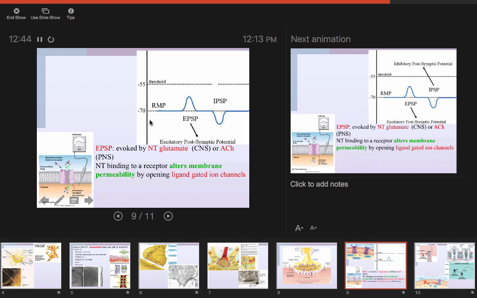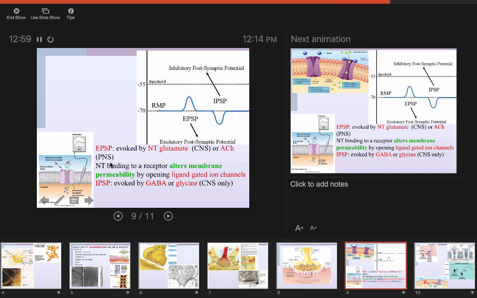We can also actually make the membrane more polarized, in which case we get an IPSP, and you might guess that I in this case stands for inhibitory, and that's exactly what it means. It's an inhibitory postsynaptic potential. IPSPs are evoked in the central nervous system by either GABA or glycine. And then in the peripheral nervous system, unfortunately, they can also be evoked by acetylcholine using a different type of acetylcholine receptor.